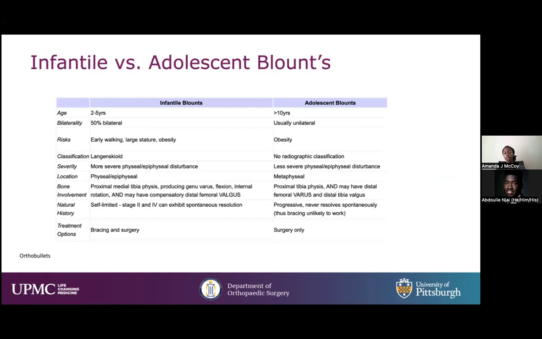So this is a good slide from OrthoBullets that kind of highlights the difference between infantile and adolescent Blount's. Key things that I think are important are age of presentation, as well as what the femur is doing. So in infantile Blount's, you're going to have distal femur valgus, whereas in adolescence, you typically have distal femur varus.